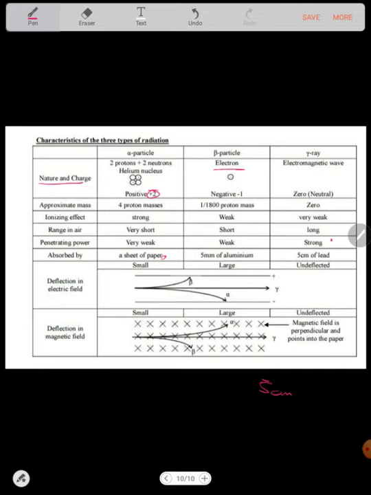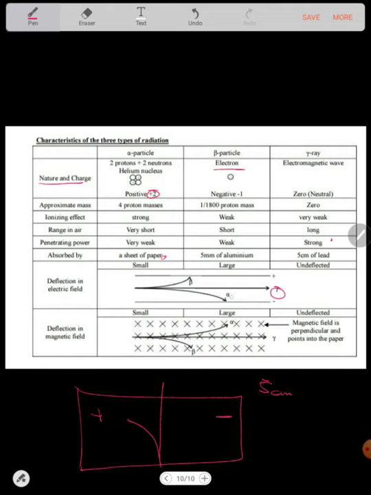Now, when it comes to diffraction in the electric field, let's say this is the electric field. You discover that a beta particle will be diffracted the smallest, like that, while the gamma, which is here, since it's neutral, does not get affected. It's just a straight line like that, while the alpha particle will be diffracted towards, because this must be the positive side, this must be the negative.